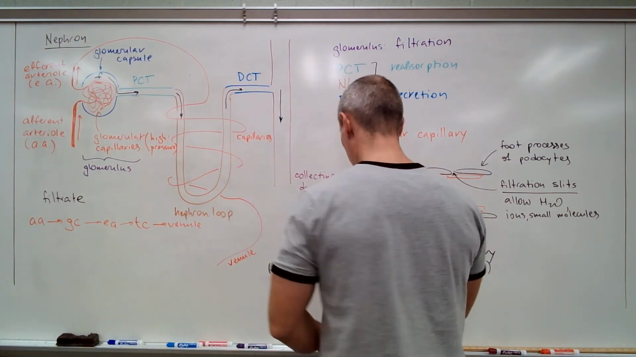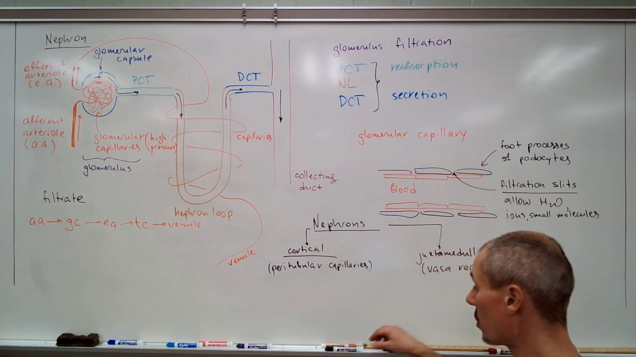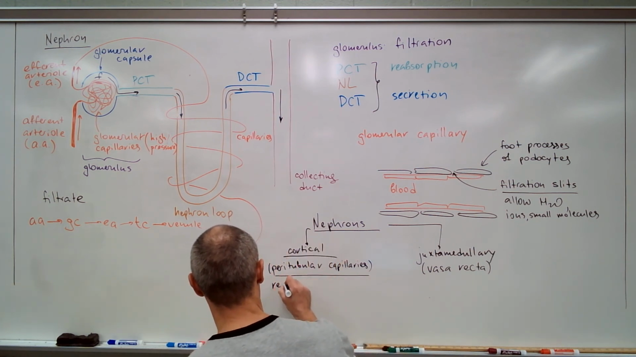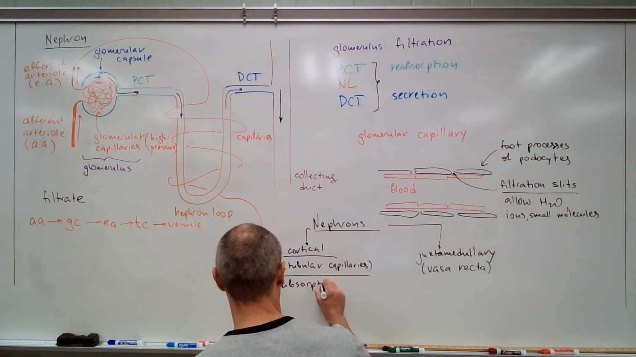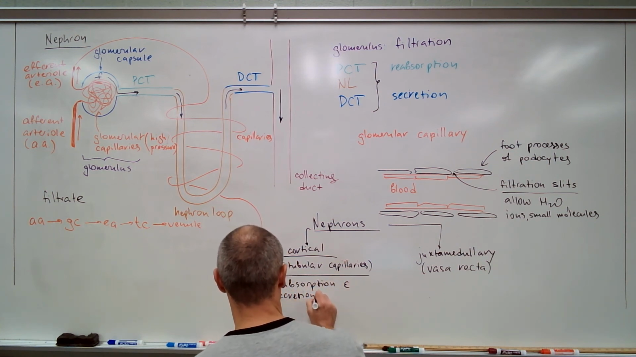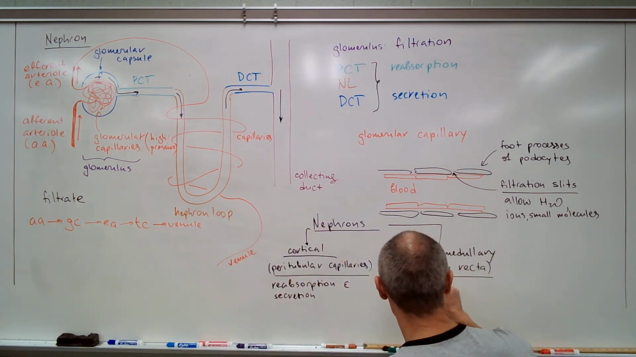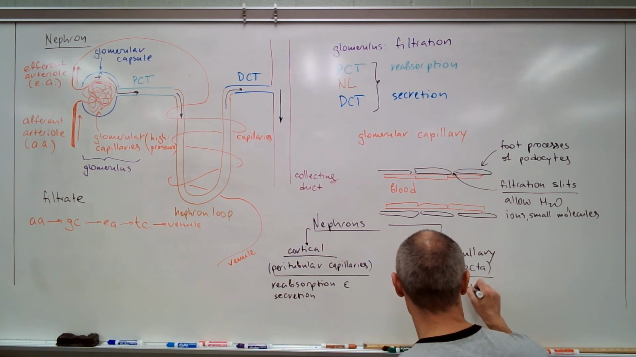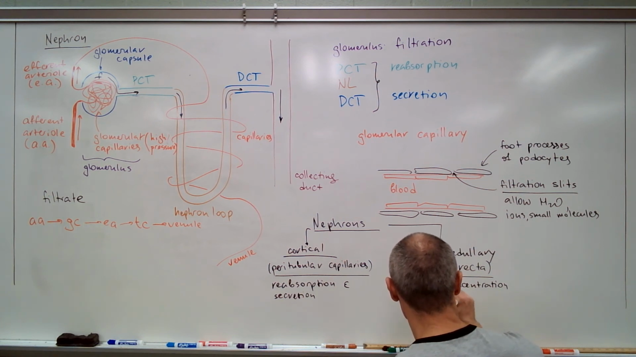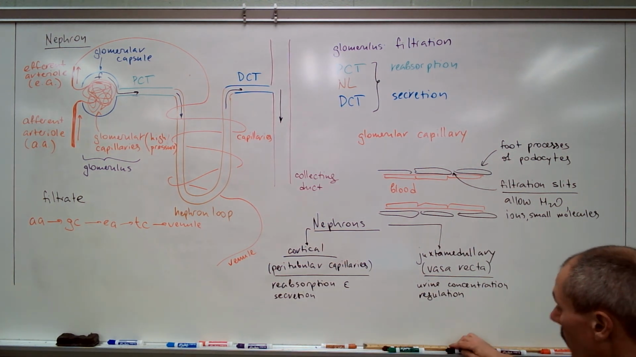Now, last thing about these two types of nephrons. So what is the role for each nephron? Cortical nephrons are mostly responsible for general reabsorption and secretion, while juxtamedullary nephrons are responsible for urine concentration regulation. Good?